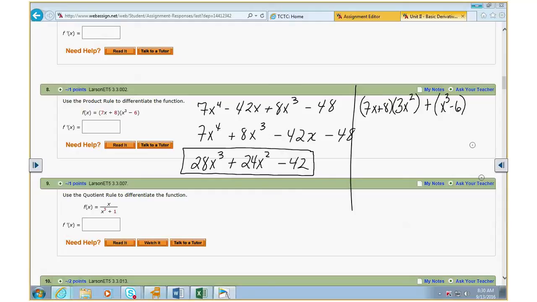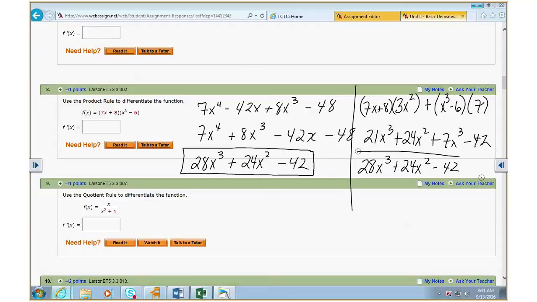times the derivative of the first. 3x squared times 7x squared is what? 21x cubed and 24x squared plus 7x cubed minus what? And 21 plus 7 is 28, plus 24x squared minus 42. Oh my, look at there. You get the same answer.